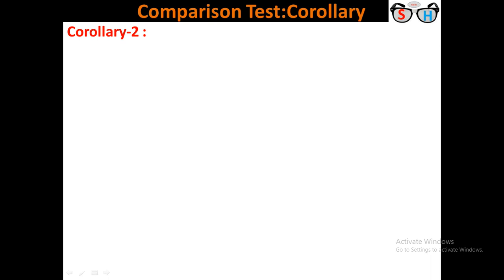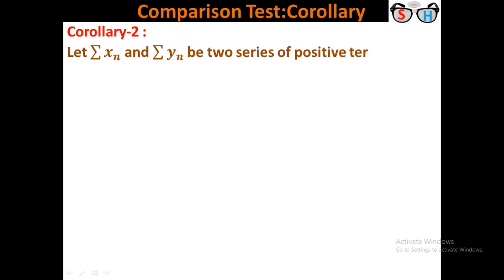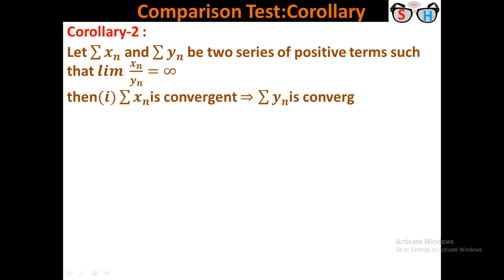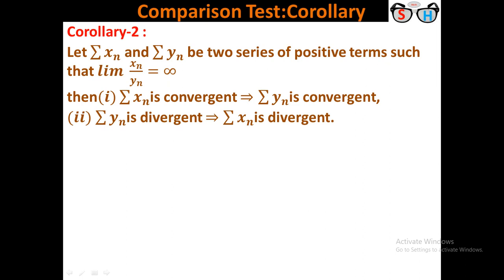Now corollary 2, here I discuss when the limit is infinite. Let xn and yn be two series of positive terms such that limit xn by yn equals infinity. Then summation xn convergent implies that summation yn is convergent. Limit of xn by yn being infinite means the numerator is larger than the denominator. That is, we can consider summation xn as the larger series and summation yn as the smaller series. So larger series convergent implies smaller series convergent, and smaller series divergent implies larger series divergent. Smaller series means summation yn, that is, summation yn divergent implies summation xn is divergent.